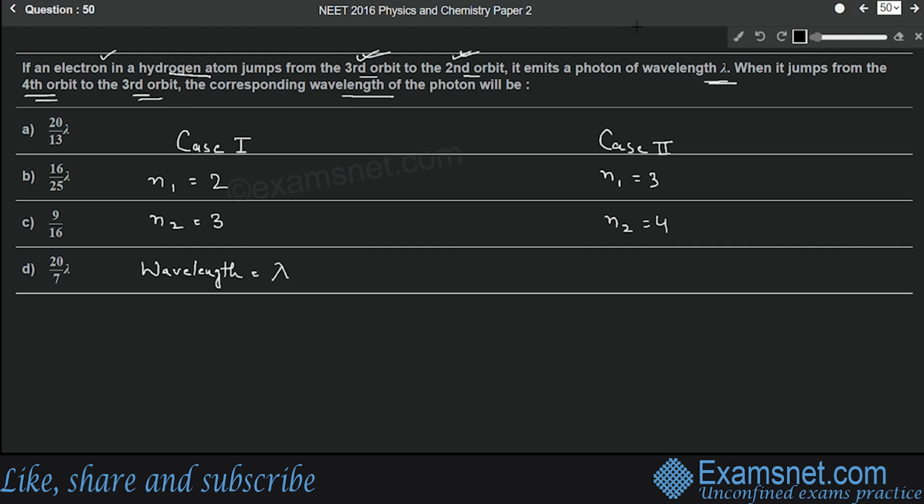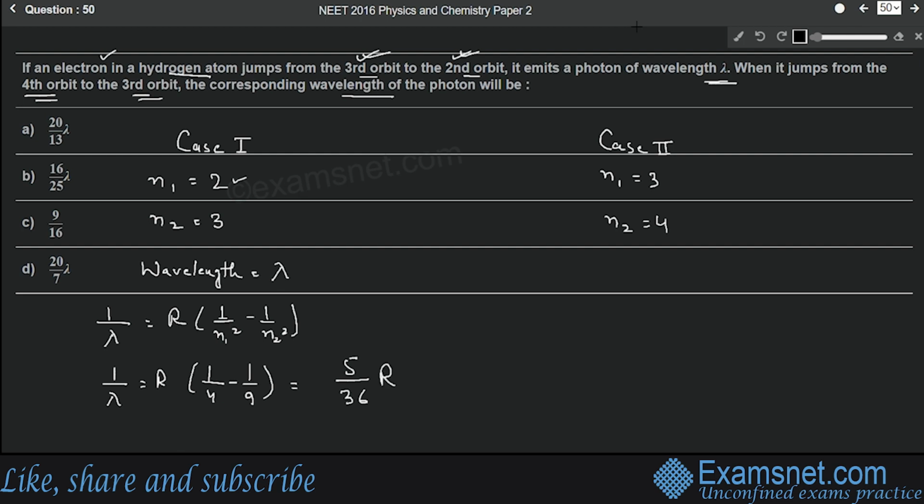Now we know that 1 by lambda equals R (1 by n1 square minus 1 by n2 square), right? So 1 by lambda equals R (1 by 2 square, so 1 by 4, minus 1 by 3 square, that is 9). Here the LCM will be 36 and here we have 5. So 5 by 36 R, that means R will be 36 by 5 lambda. This is the value of R. Let's say this is equation number 1.